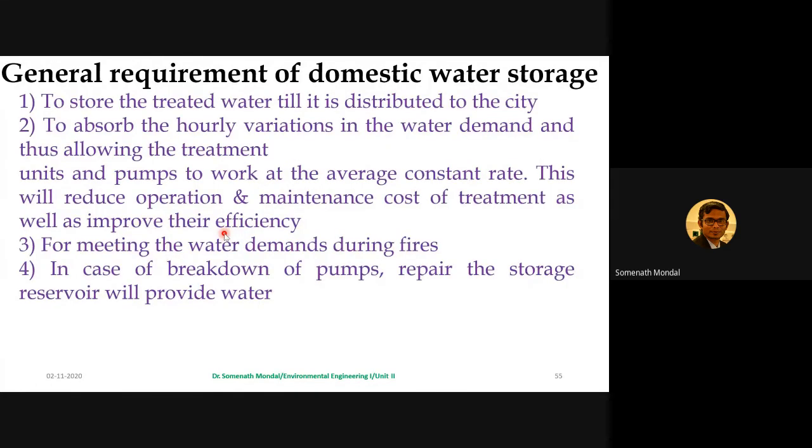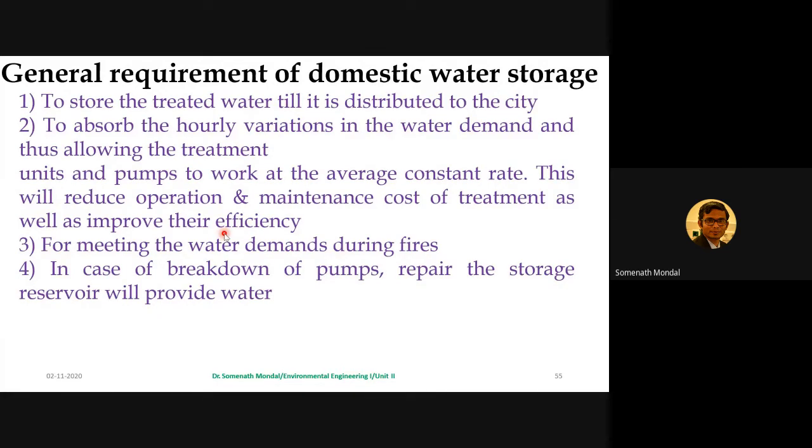Now with this, I'll talk about some general requirements for domestic water storage. First, to store the treated water till it is distributed to the city. In case of residential use, to store water during the non-service or non-distribution period. In case of intermittent supply, to absorb the hourly variation in the water demand and thus allow the treatment units and pumps to work at the average constant rate. This will reduce operation and maintenance cost of the treatment as well as improve their efficacy.